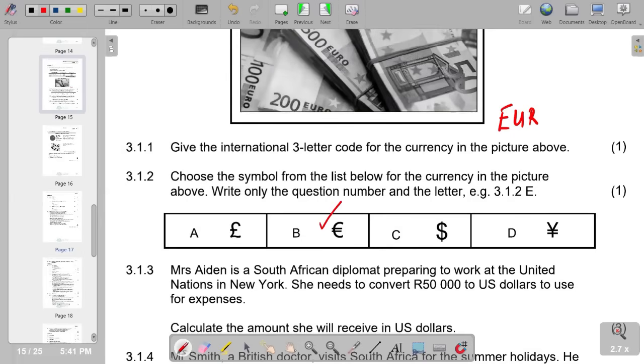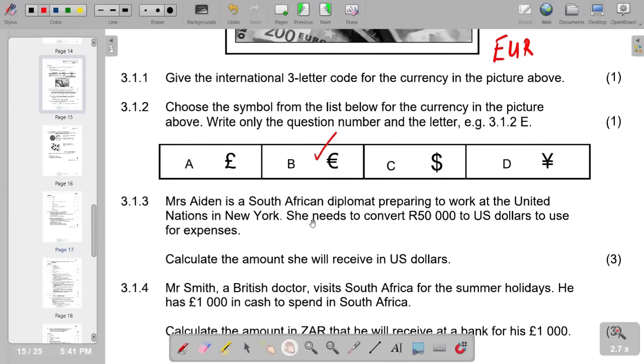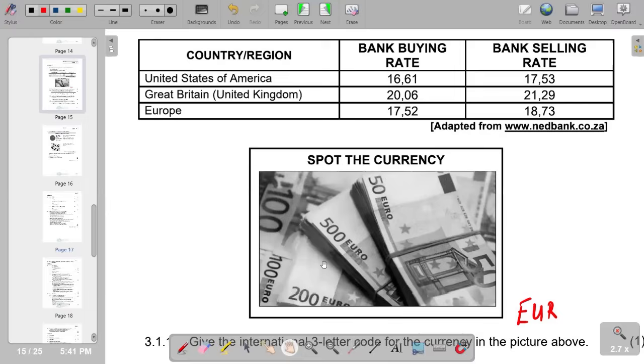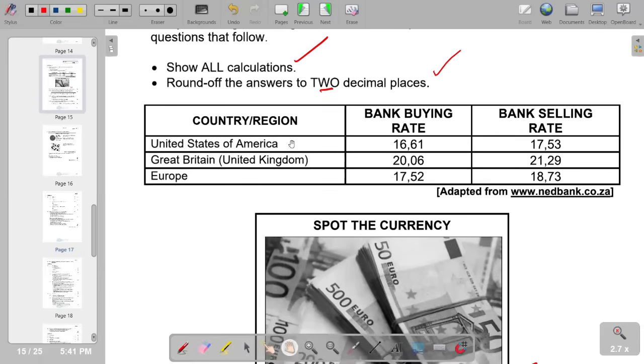Then 3.1.3, Miss Aiden is a South African diplomat preparing to work at the United Nations in New York. She needs to convert 50,000 rands to US dollars to use for expenses. Calculate the amount she will receive in US dollars. Obviously, this person has rands but needs to buy US dollars. If you need to buy US dollars, you go to the selling rate. So we go to the selling rate of US dollars, which is on this part.